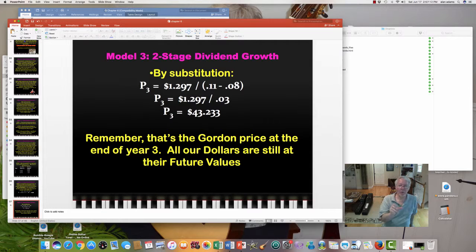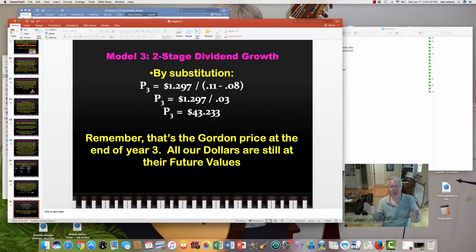Now you can use the plug-and-play approach of the Gordon formula. Take that new numerator, 1.297. I'm standing here 3 years in the future, 1 year from now, that's going to be 1.297. All right, I take my required rate of return, 11%, minus my normal growth rate, g, of 8%, math it out, and P sub 3, the price of this stock 3 years in the future, is $43 and just over 23 cents.